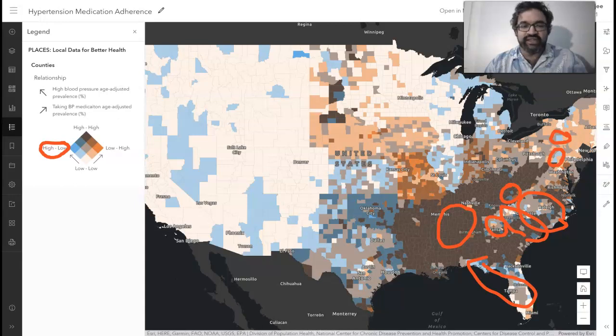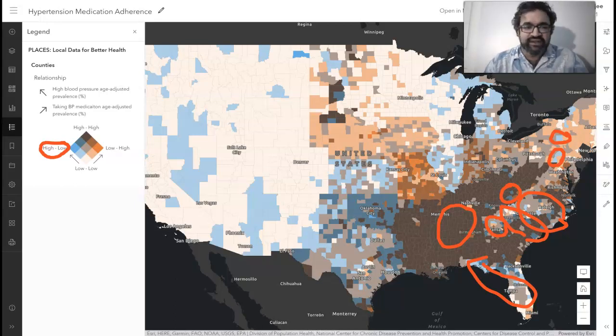But also, you want to be looking at other colors as well. Some of the lighter colors are of less concern because they have low rates of blood pressure, but also low rates of adherence too. So you might want to look into and see that maybe at even more granular levels there might be some areas that need to be addressed, but overall those are not areas of concern as much.